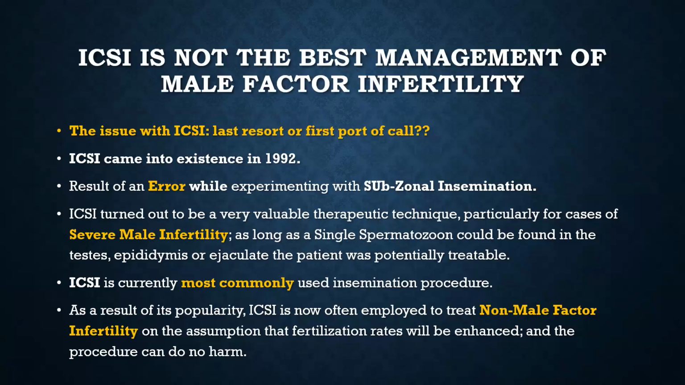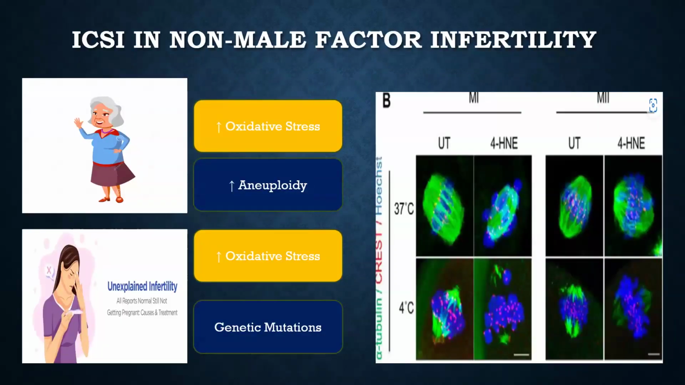Also, ICSI is now the most commonly used insemination procedure, but this has made ICSI more prone to be employed for non-male factor infertility, which is the concern. Nowadays, ICSI is most commonly performed for advanced age women in whom the cause of infertility may be raised oxidative stress and aneuploidy. Also, in unexplained infertility, again, where oxidative stress and genetic mutations may play a significant role, injecting a sperm directly into the oocyte may not solve the problem.